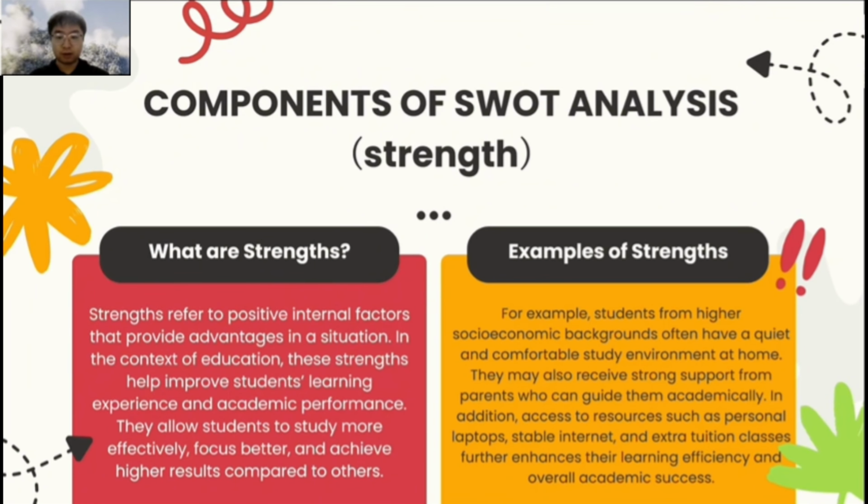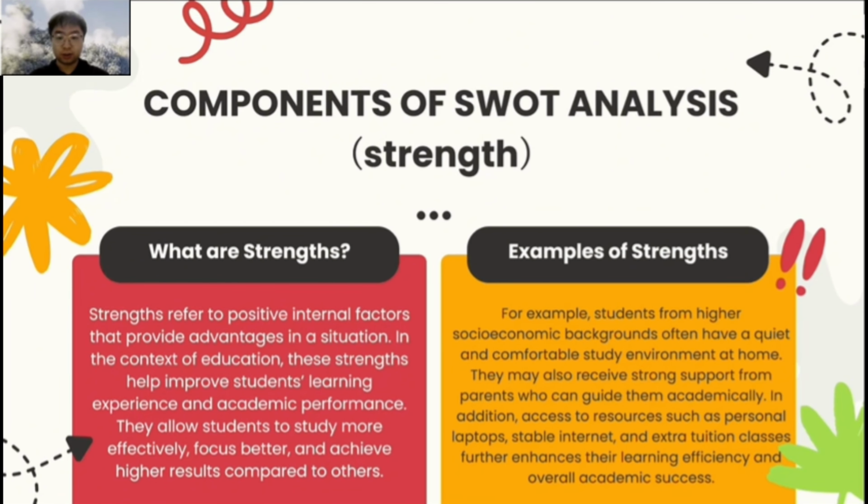Another example is the study environment at home. Some students have their own room or a quiet place to study. This helps them focus better, complete homework, and prepare for exams without distraction. In addition, these students may receive more guidance from parents. Parents who are well educated may help with homework, give advice, and support academic planning. This support can increase student confidence and motivation.